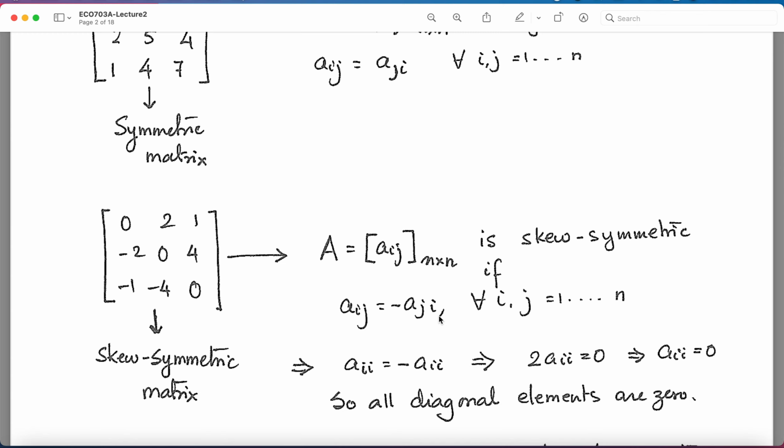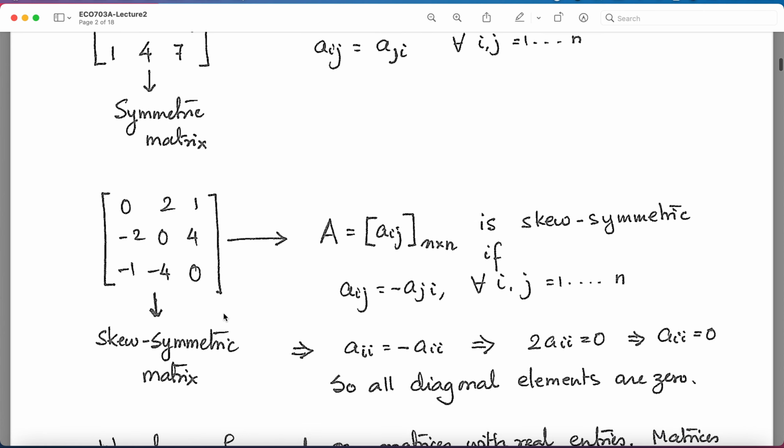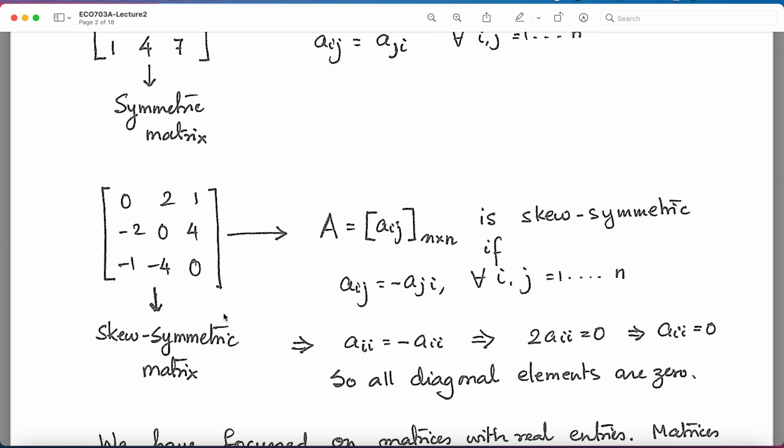So, a skew symmetric matrix will have this property, and also it will give me all the diagonal elements to be 0, and that is the interesting part. Skew symmetric matrices do play certain important roles, but that is possibly not much needed for our study. Symmetric matrices will play a very key role.